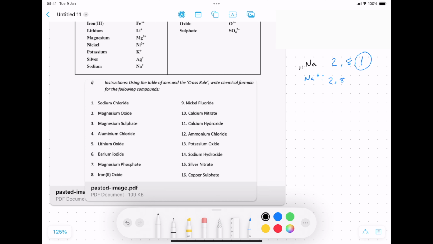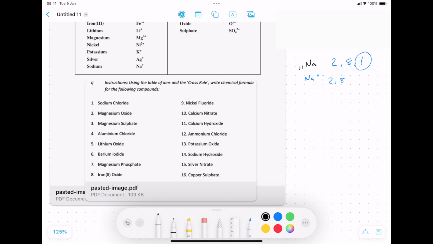So let's take a look at some of the examples I've listed here on the left. It says instructions: using the table of ions and the cross rule, write chemical formulae for the following compounds. So I'm going to just pick some at random and then deliberately leave the other ones so you can try them yourself, and then check your answers against the mark scheme I have attached to the bottom of this video.